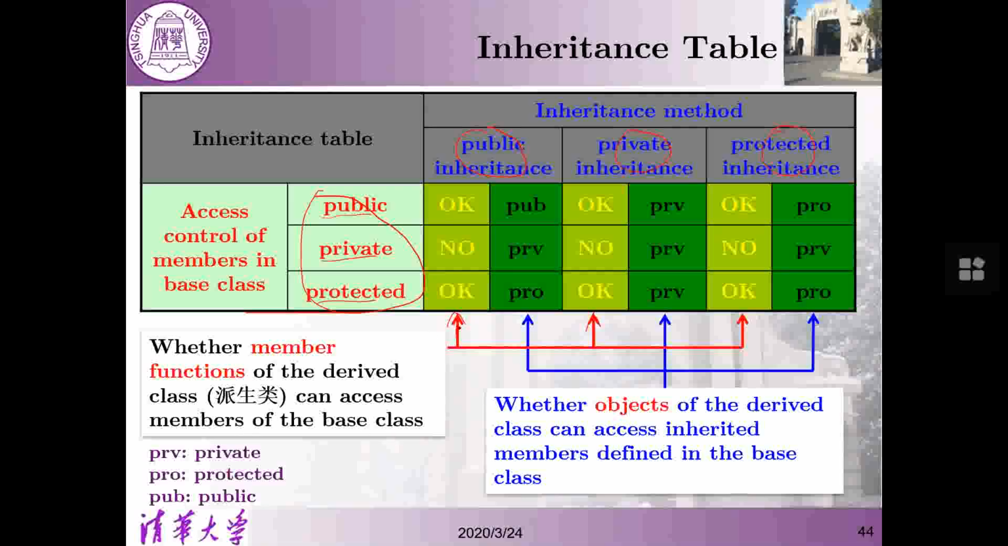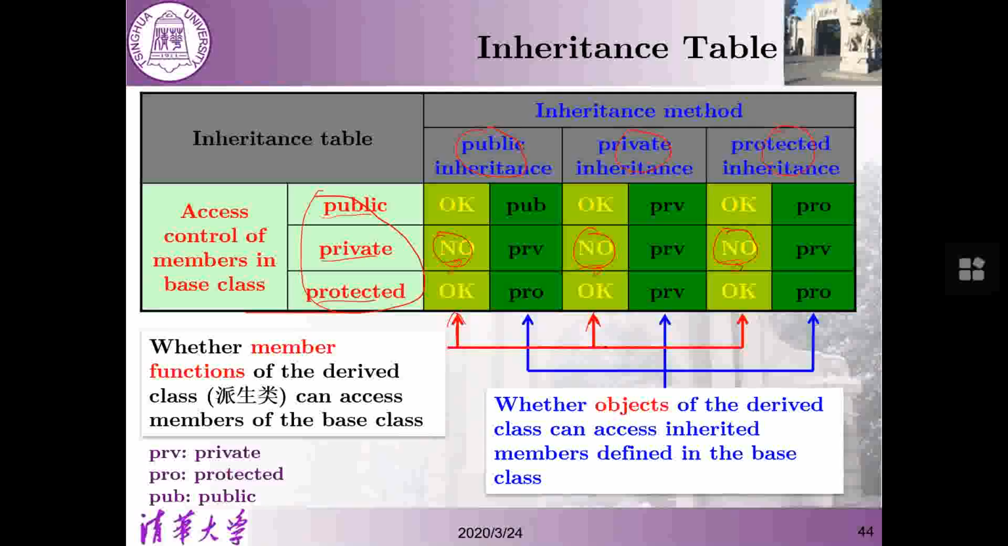So this means if we do public inheritance, we cannot access the private part of the base class. We learned that in the last class, right? So private members of the base class cannot be accessed for any of the different inheritance methods. Private members of the base class cannot be accessed, right?